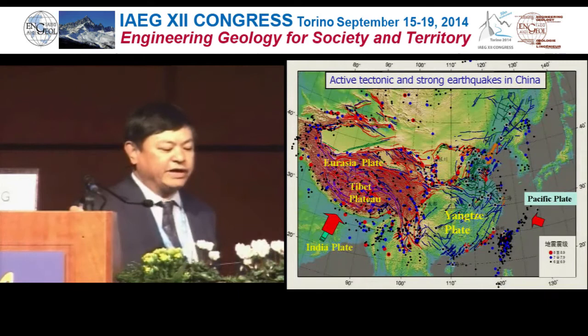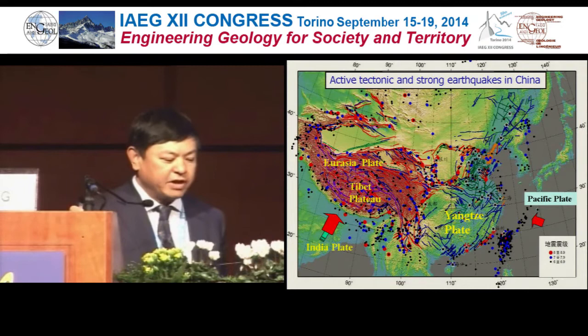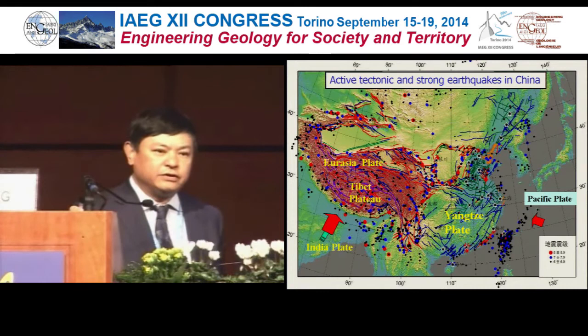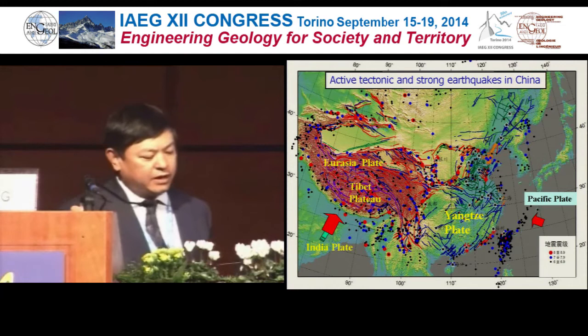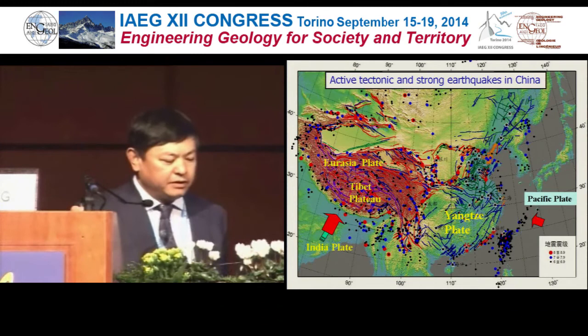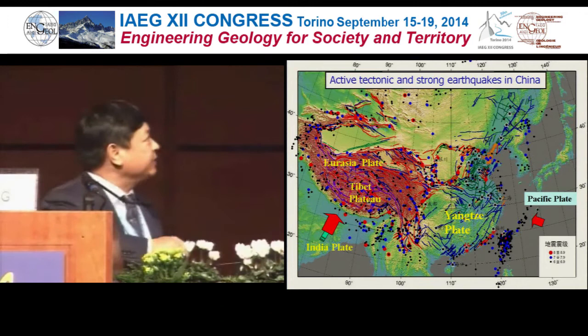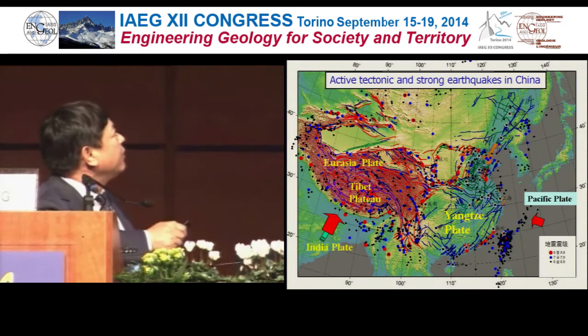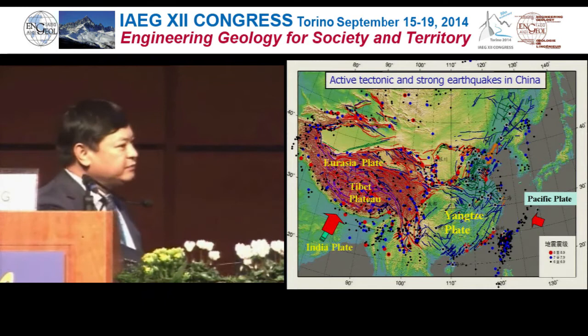As you know, the collision between the India plate and the Eurasia plate is, I think, the most significant event in geological history on the Earth's surface in recent history. This collision not only caused the uplifting of the Tibet plateau, but also caused a lot of active faults along the Tibet plateau. You can see these are active faults along the Tibet plateau, and strong earthquake points along the strong active faults.